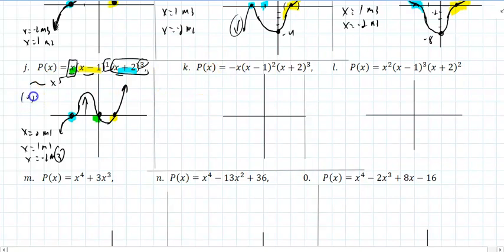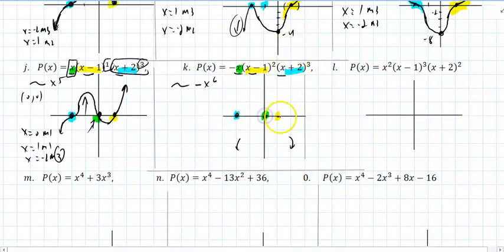And here, because the y-intercept happened to be a 0, how about here? Well, again, this behaves like negative x times x squared, that's x cubed times x cubed, negative x to the 6, like an upside down parabola. But I know the zeros are not changing. They're the same.